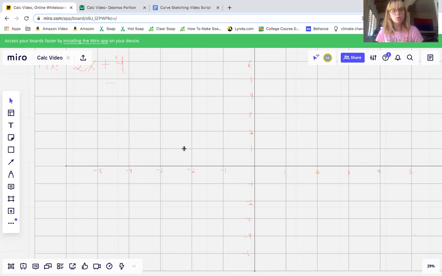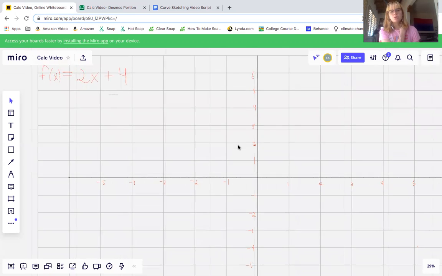And in the second video, we're going to walk through a more complicated example of curve sketching using the curve sketching list. And then in the last video, we're going to finish up working on that example, check it in Desmos, and I'm going to introduce a couple tips and tricks for dealing with some more complicated problems.